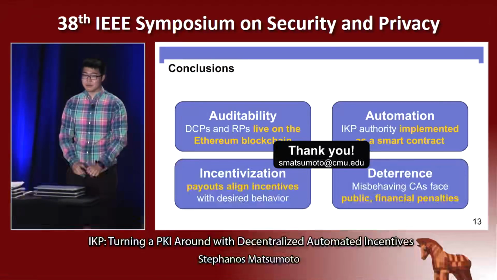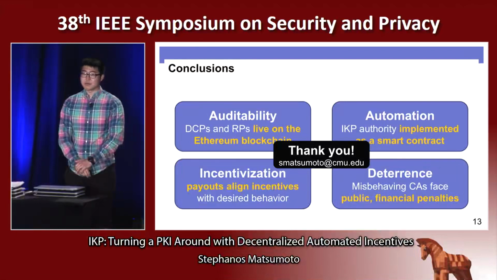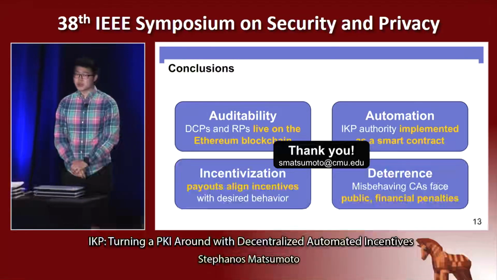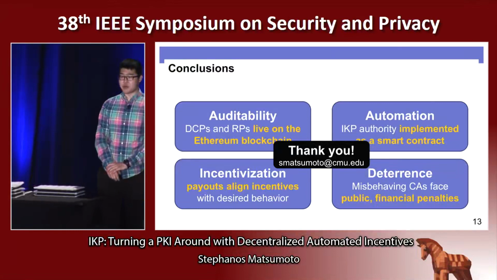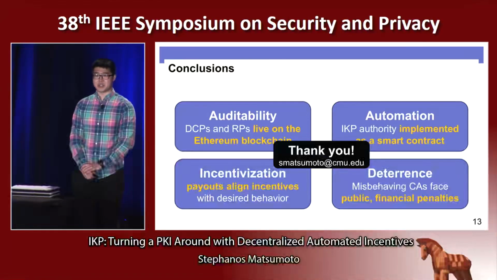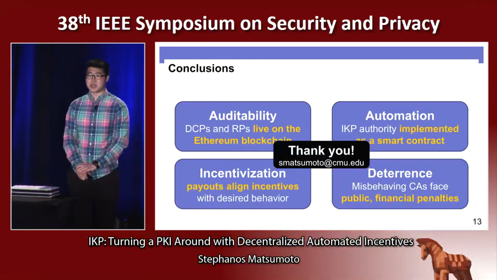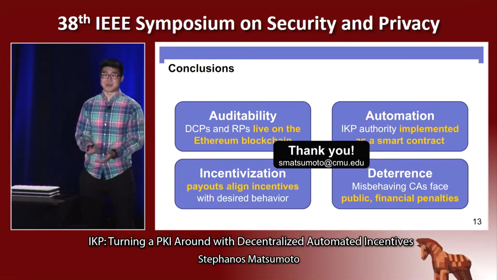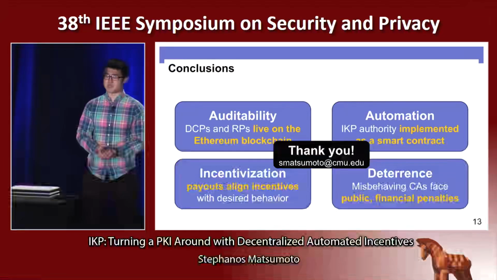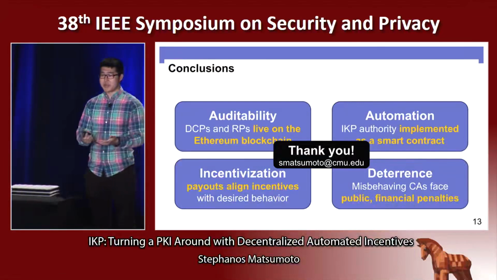Ben Fuller, Yukon. Why do you need the CA involved in the RP? Why couldn't the domain just issue an RP directly to the IKP? So the RP is a form of insurance. There isn't really such a thing as self-insurance. It doesn't make sense if the domain is escrowing the funds that are going to be required to compensate it in case something bad happens. That doesn't really make a lot of sense economically.